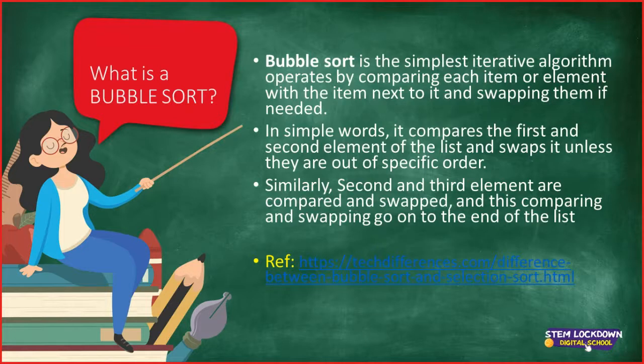So what is a bubble sort? This is something that I just got. As you can see, I indicated the reference over here. So bubble sort is also one of the simplest algorithms. This is so important because this is how it's different from a selection sort. It compares each item or element with the item next to it.